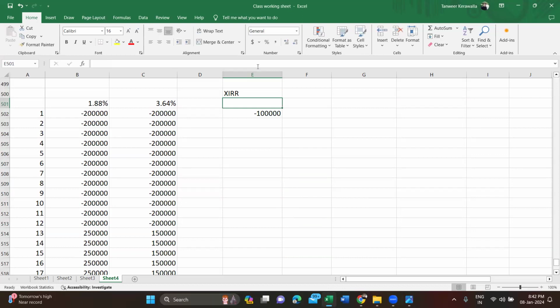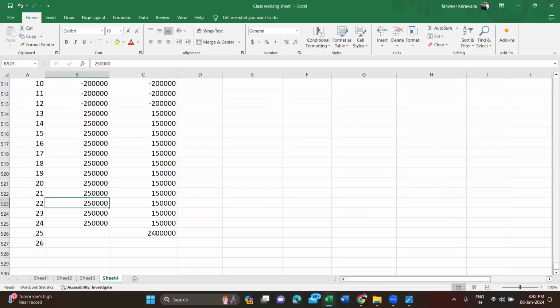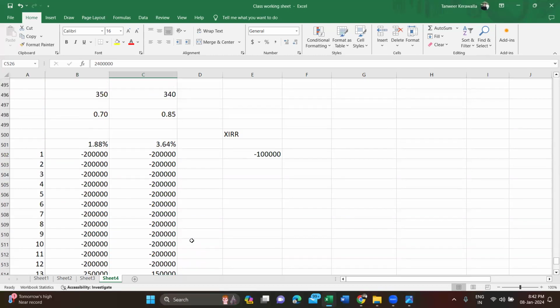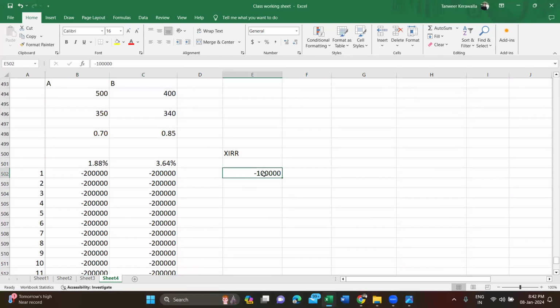In what case? Uneven cash flows and uneven intervals. Both are uneven. Cash flows are uneven, intervals are also uneven. Then we will use XIRR, right? If your cash flows are uneven, 2 lakhs is there, 2 lakh 50 is there, 24 lakhs is there, but the intervals are equal, 1 year, 1 year, 1 year, or 6 months, 6 months, 6 months, then you can use IRR, right? So that's your differentiation factor.